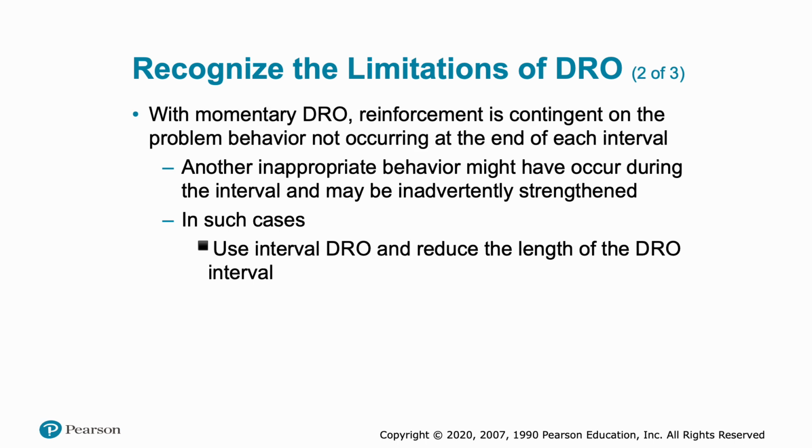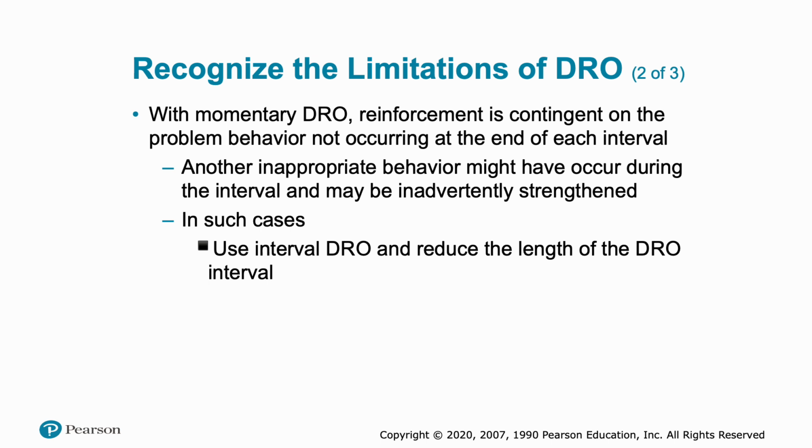So with momentary DRO, this is the one that I've been talking about mostly. Reinforcement for a problem behavior that's not your target behavior might occur at the end of the interval. So when you look up to see if the behavior is occurring, you might say, okay, the problem behavior that I'm targeting is not occurring, but there's another behavior that's occurring. And so if another inappropriate behavior is occurring at the end of the interval, it might be strengthened if you provide reinforcement at that specific time. So what you can do is use interval DRO and then reduce the length of the DRO interval.